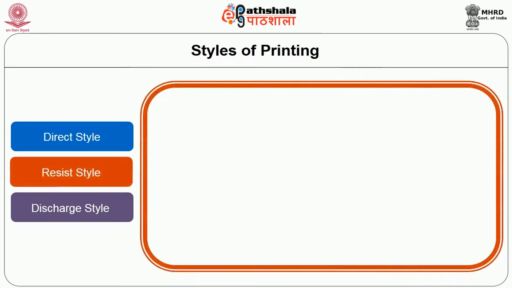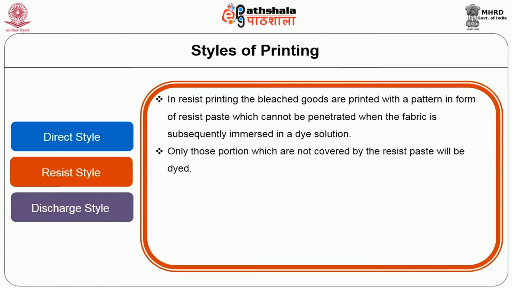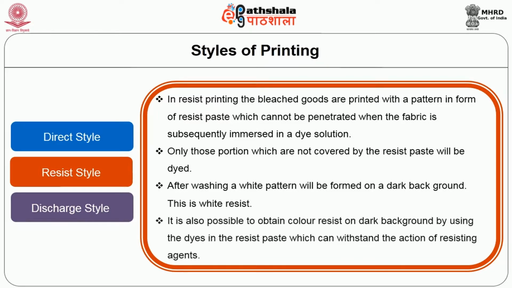Next is the resist style. In resist printing, the bleached goods are printed with a pattern in form of resist paste which cannot be penetrated when the fabric is subsequently immersed in a dye solution. Only those portions which are not covered by the resist paste will be dyed. After washing, a white pattern will be formed on a dark background. This is white resist. It is also possible to obtain color resist on dark background by using the dyes in the resist paste which can withstand the action of resisting agents.